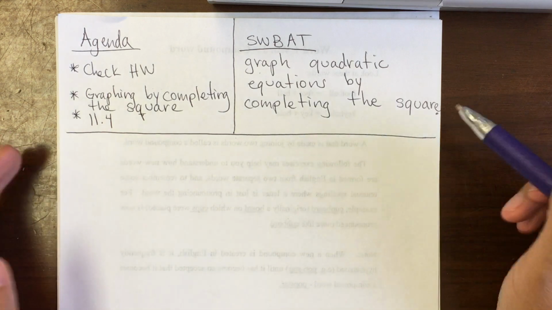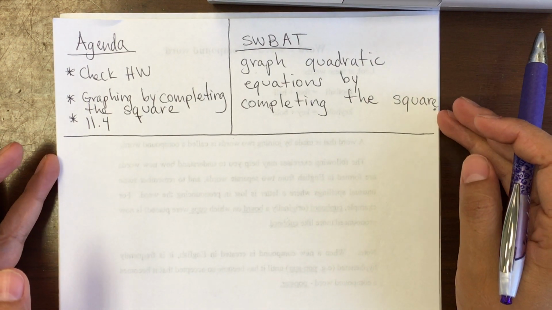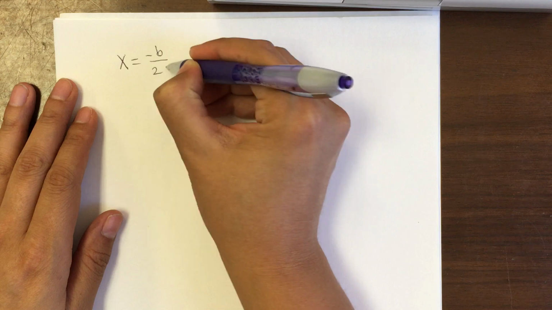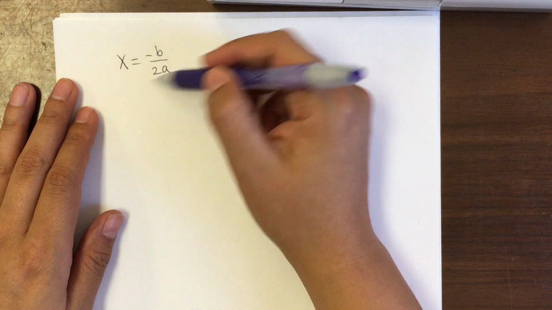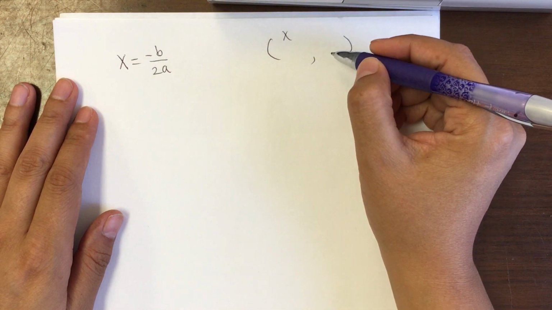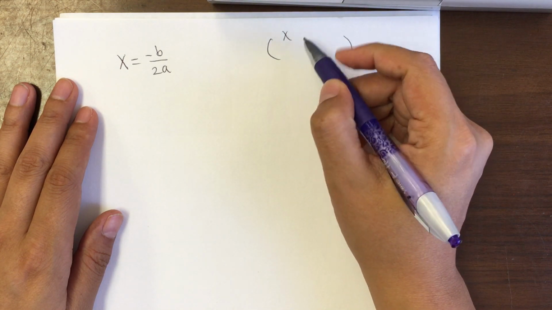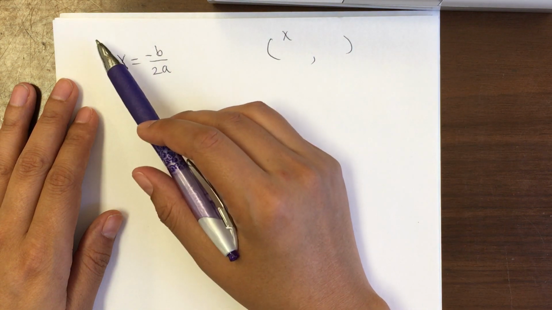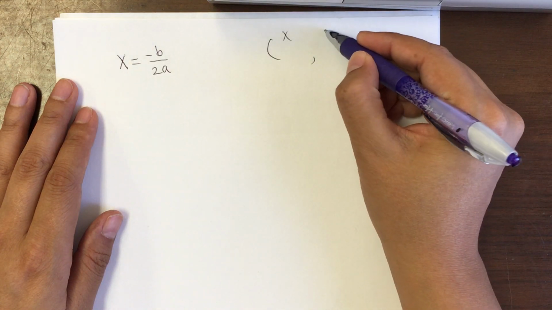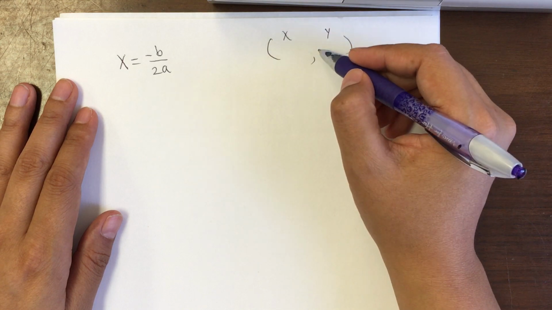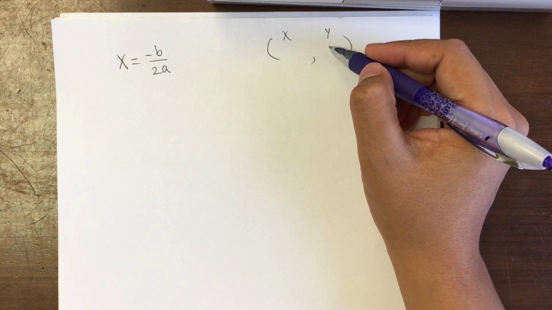So yesterday you were able to find the vertex by using the equation x equals negative b over 2a. Then that gives you the value of x, of the point that represents the vertex. That value you replace in your original quadratic equation to find your y, and so that will be your vertex, meaning the lowest or highest point of the parabola.